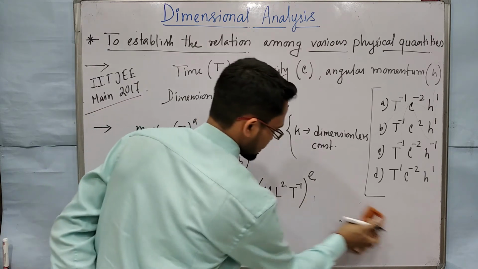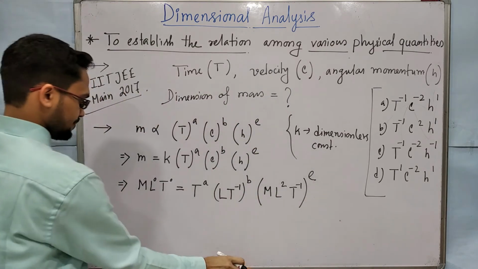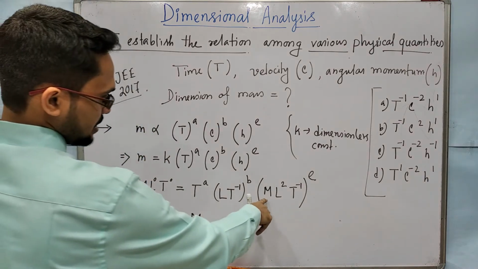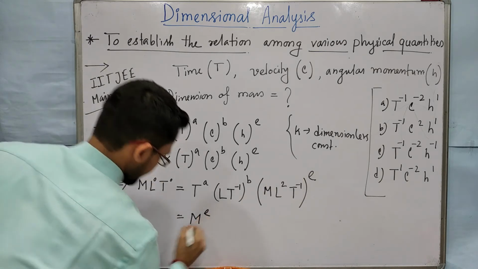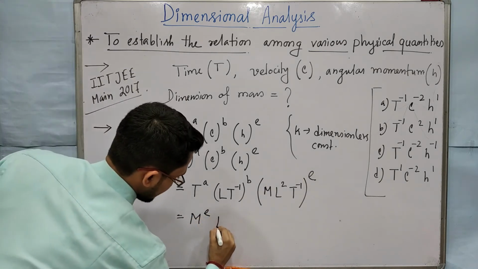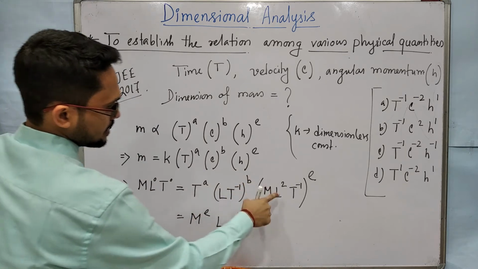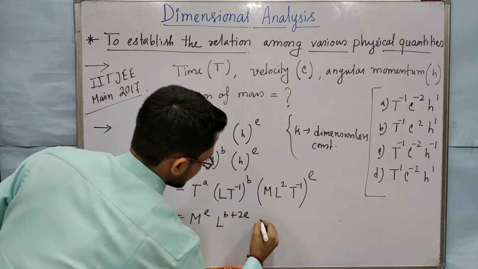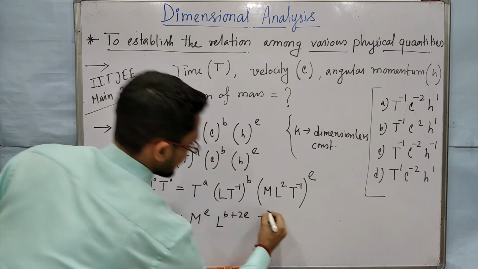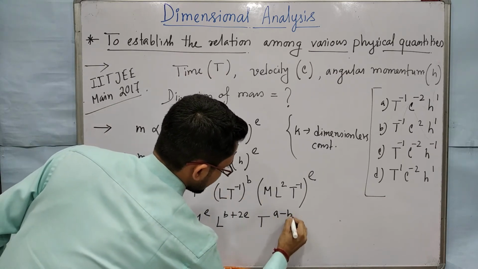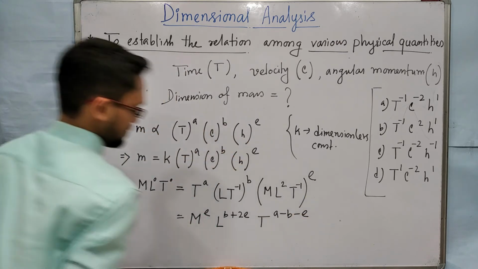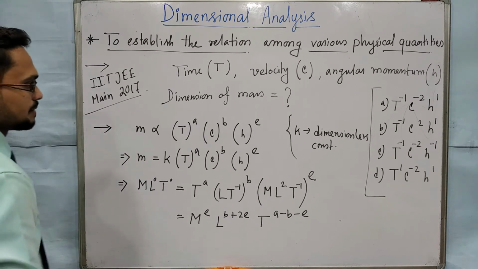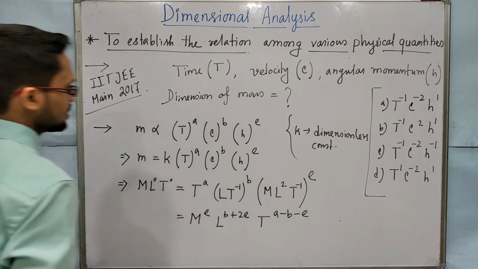Understand this? Next, m to the power what? There is only one m, so m to the power E. Then L to the power what? Here 1L to the power B, here 2E. So B plus 2E. Then T to the power what? Here A, here minus B, then minus E. Next step is to equate their powers.